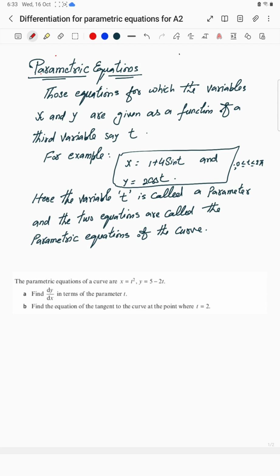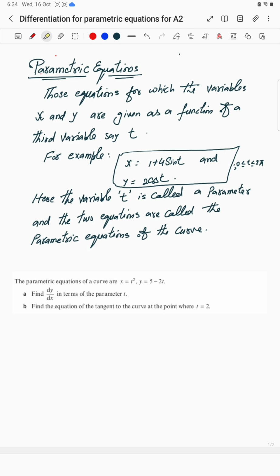Before we start the differentiation, we need to know the meaning of parametric equations. So here you can go by the definition I write for you. Those equations for which the variables x and y are given as a function of a third variable, say t, it can be u, it can be any other variable, generally say t, the third variable. For example, x is equal, in terms of t, to 1 plus 4 sin t, and y equals 2 cos t, and the domain of t is from 0 till 2 pi.